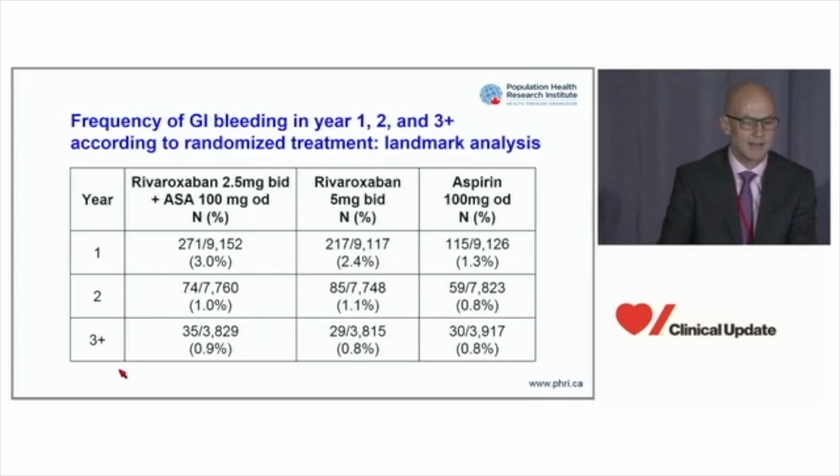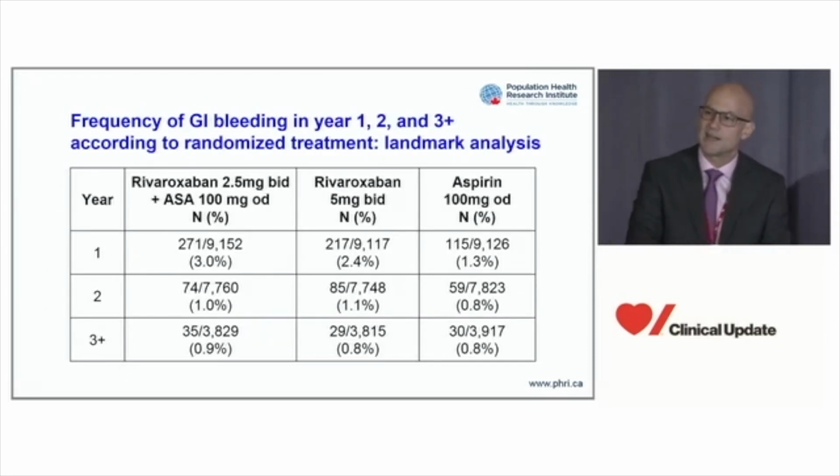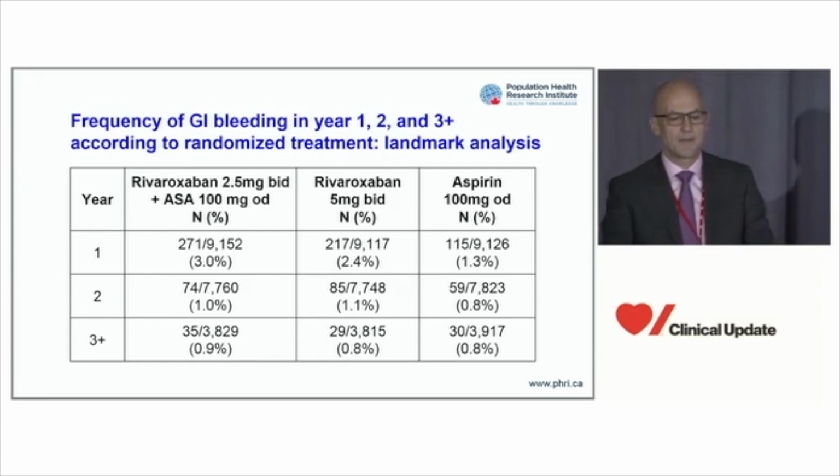Now, it's fascinating that although there is a clear increase in GI bleeding, almost all of the excess occurs in the first year, 3% versus 1.3%. In the second year, it's just about a wash. In the third year, it's about 1% per year in both treatment groups.